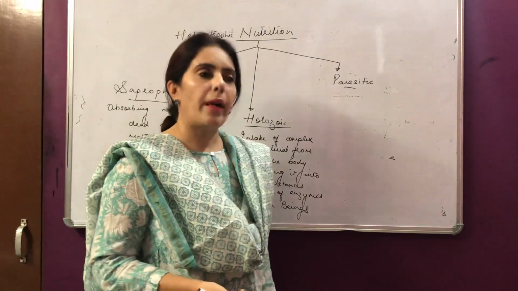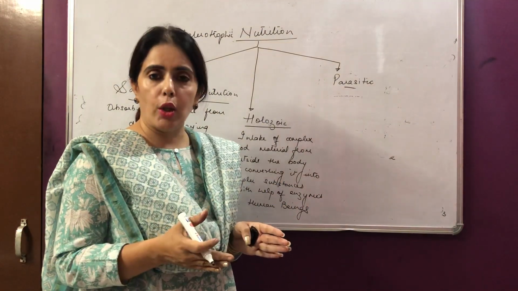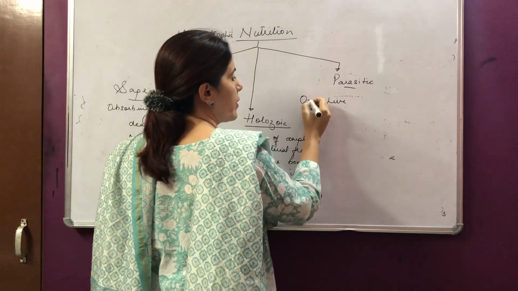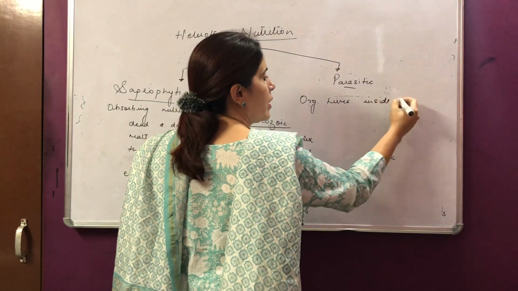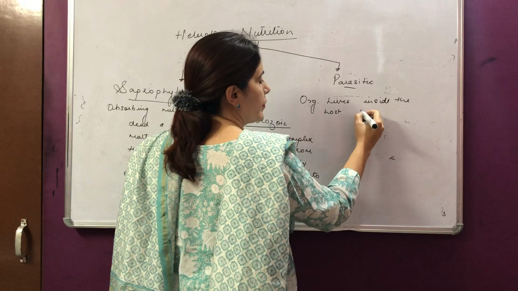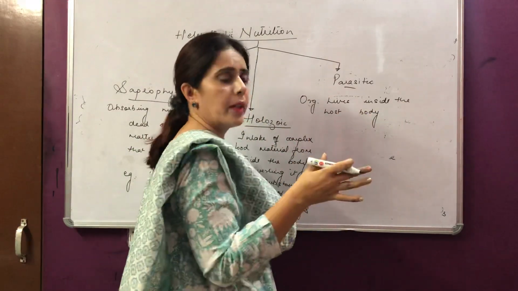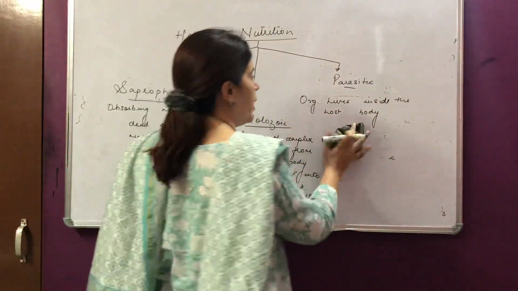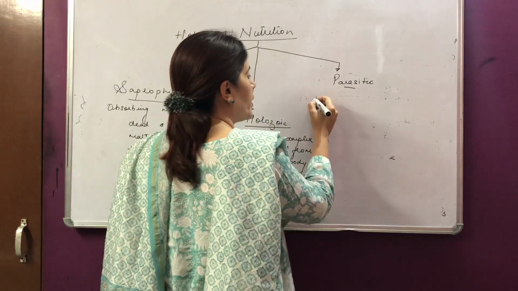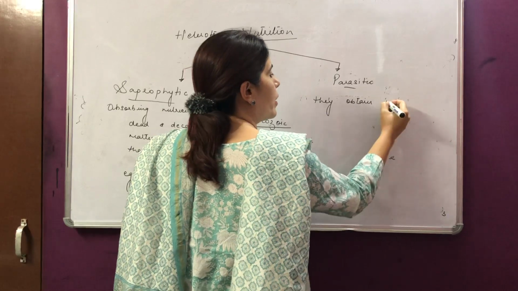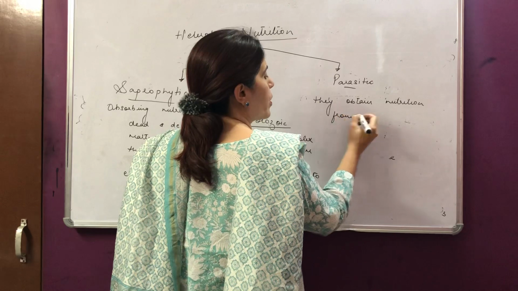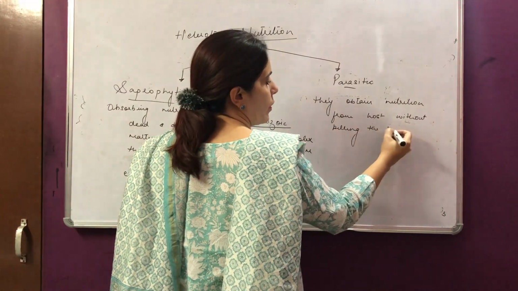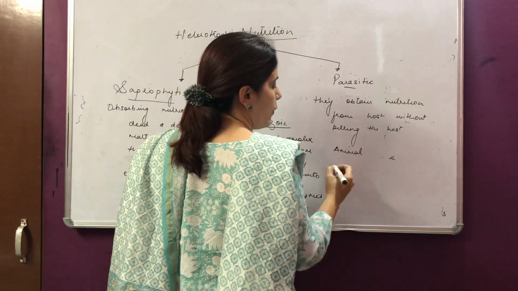Now what is parasitic nutrition? In parasitic nutrition, the organism obtains nutrition from the host body without killing it. Sometimes it is an external parasite also. It's not necessary that it lives inside the body. There are internal parasites as well as external parasites. So let us not write that they sit inside the host body. In this we'll just mention that they obtain nutrition from the host without killing the host. Right? Example, we have animal parasites and we have plant parasites also.